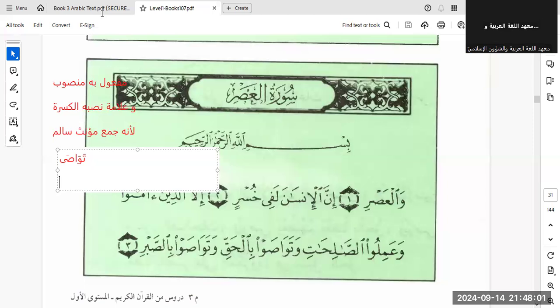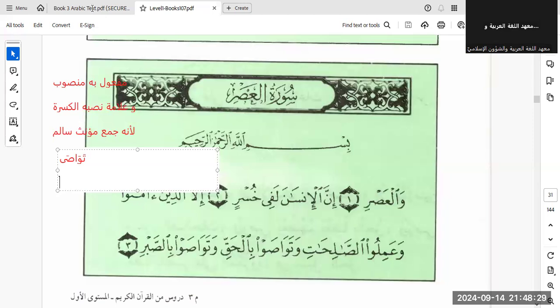So tawasaw would mean ek dusre ko, like we have amma yatasaalun. Again, yatasaalun is plural. That's asking each other, ek dusre ko puchna, right? In the same way you have tawasaw, ek dusre ko. It's a reciprocity of action, reciprocal action. So what they do, and this particular verb will accept its mafulun bihi with a bi.